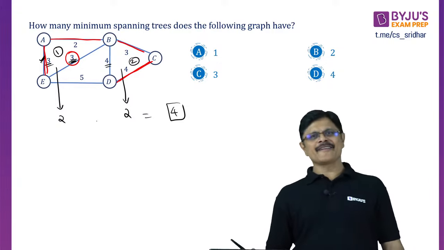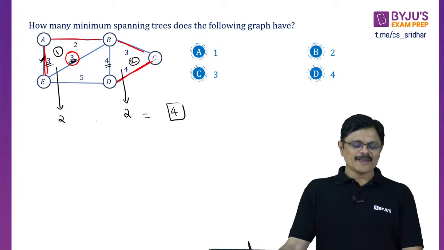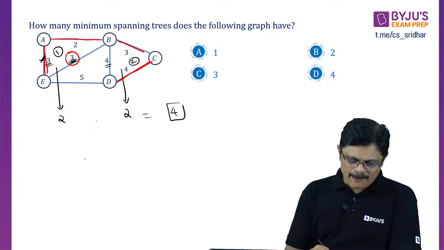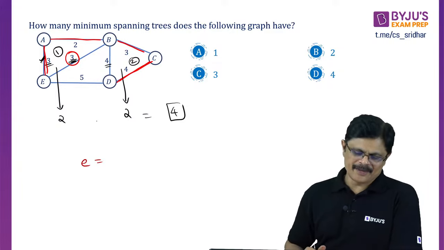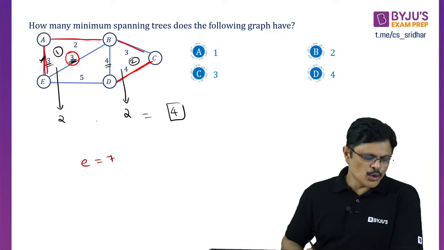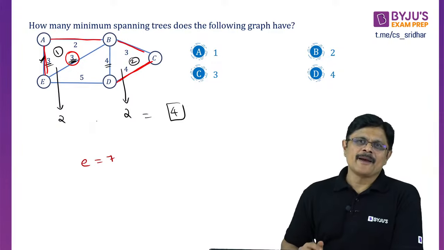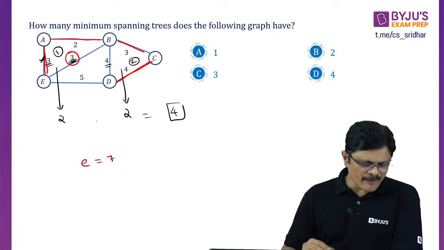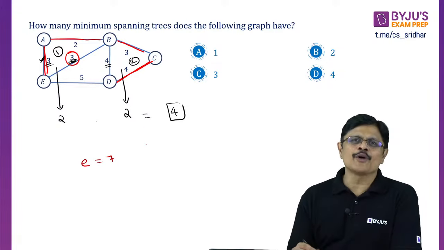See, for spanning trees, you need to see the number of edges. How many edges are there? 7 edges are there. Total 7 edges are there. But for making a spanning tree, we require only 4 edges. Okay? What do you call that?